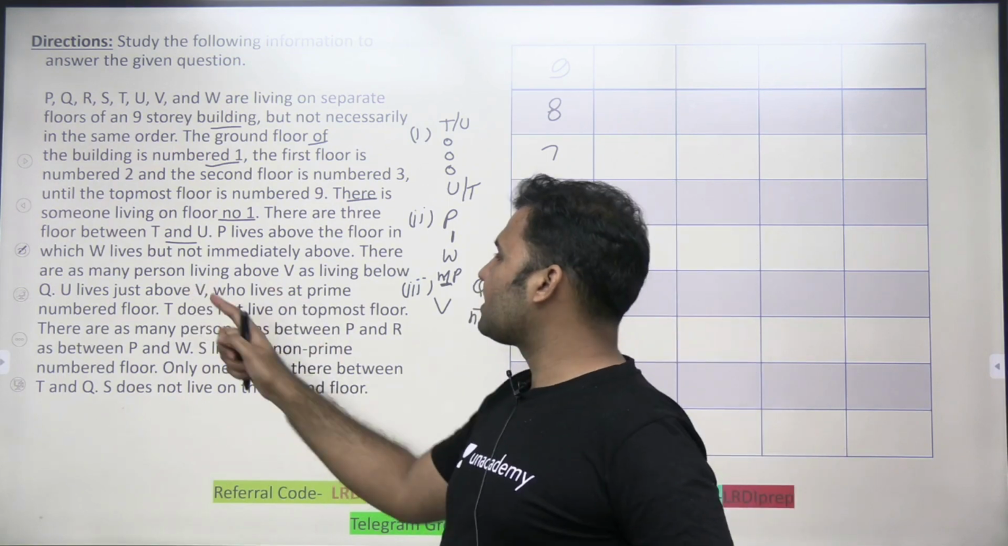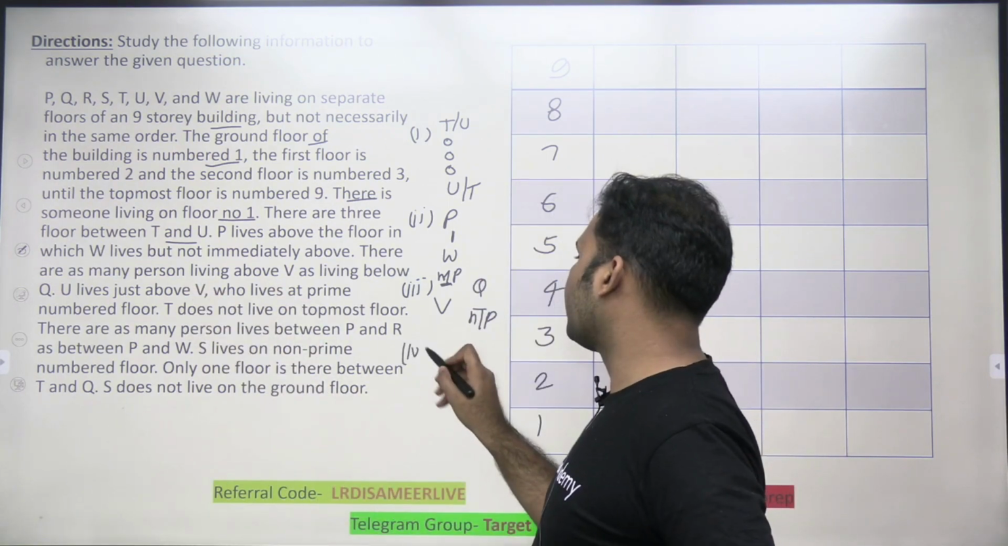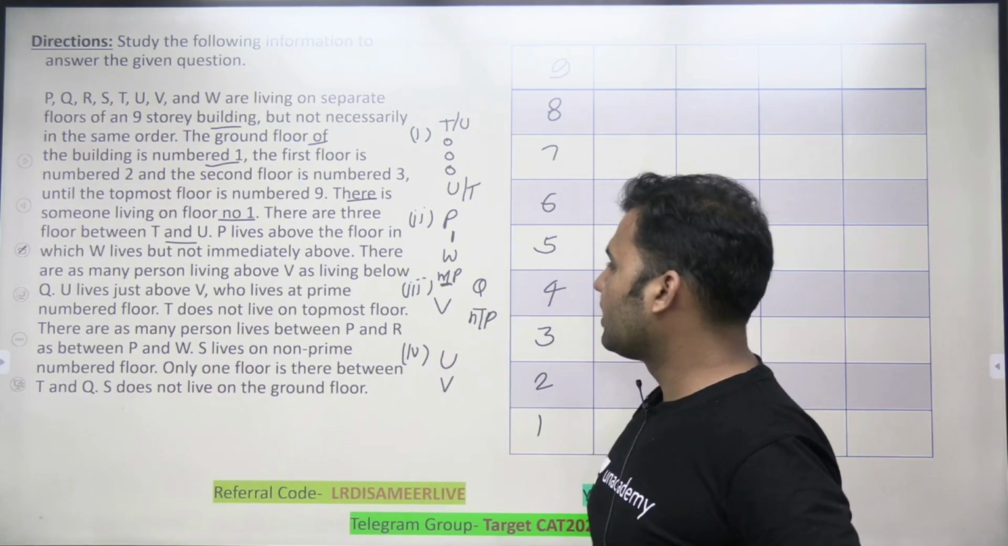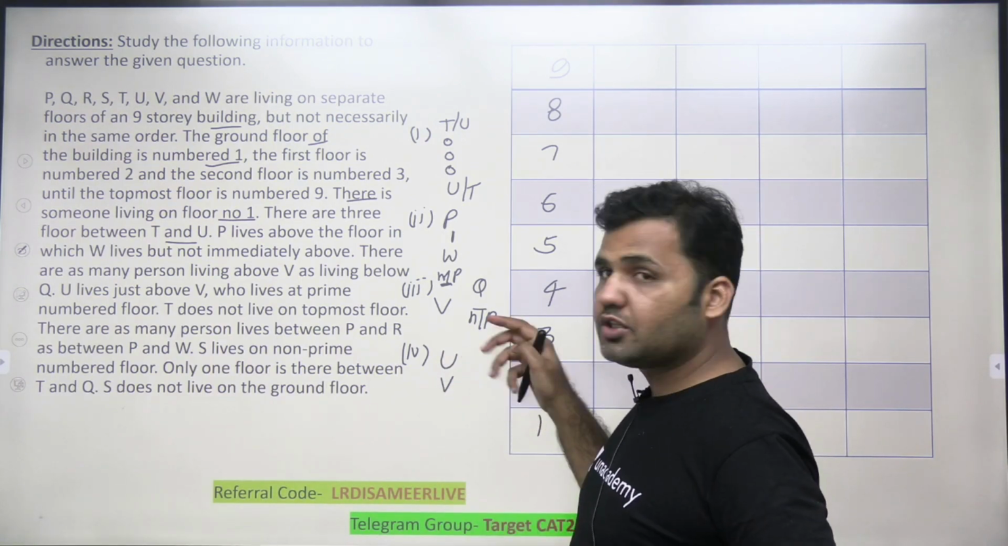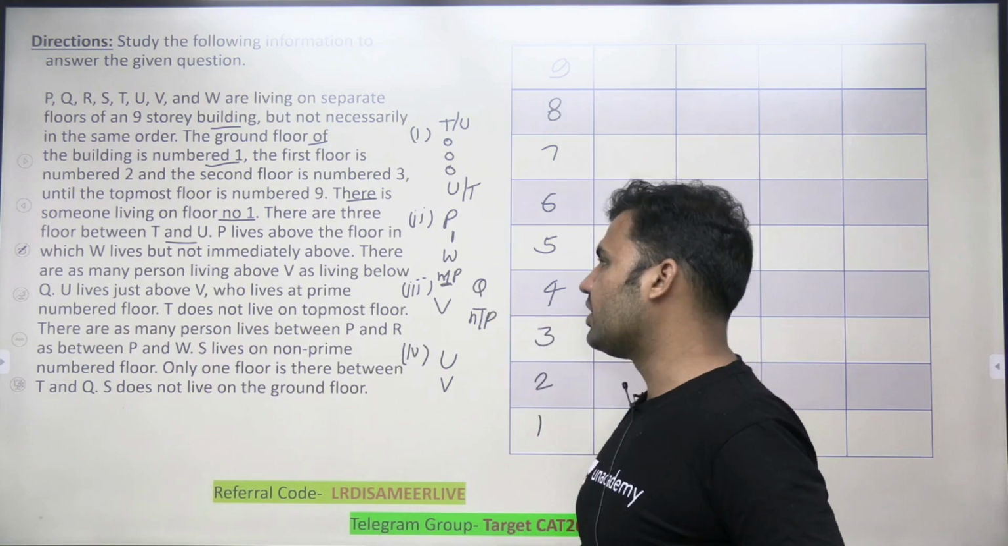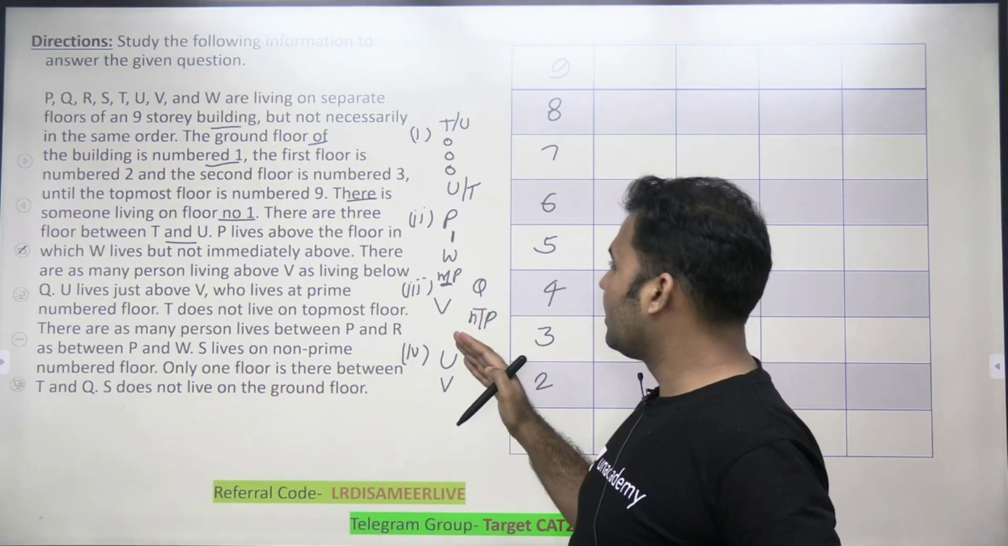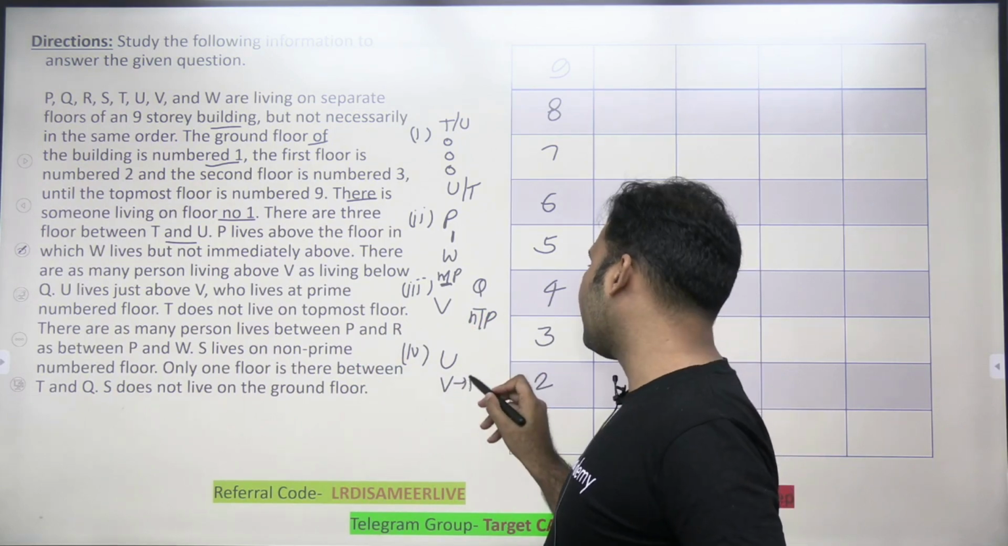U lives just above V. So V and U are on consecutive floors with U on the floor above V. Who lives at a prime number floor? U lives above V. Who lives at a prime number? So V is living at a prime number.